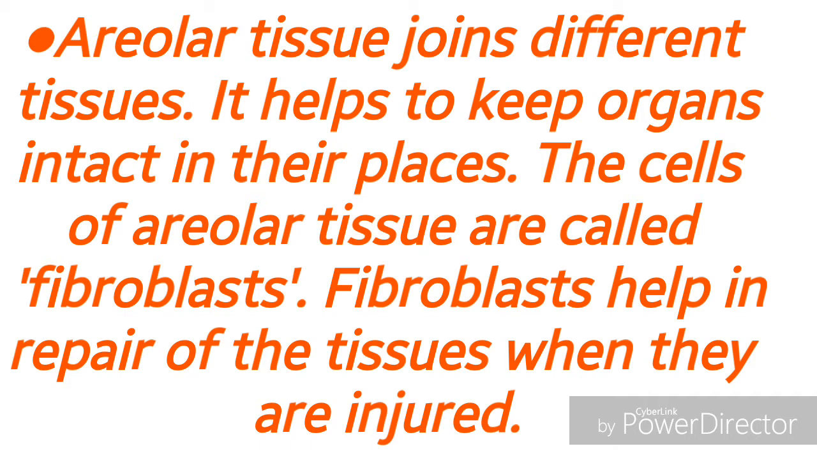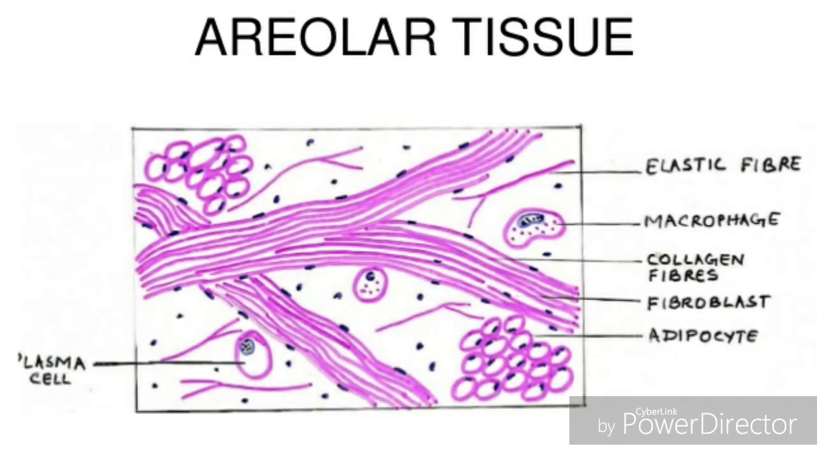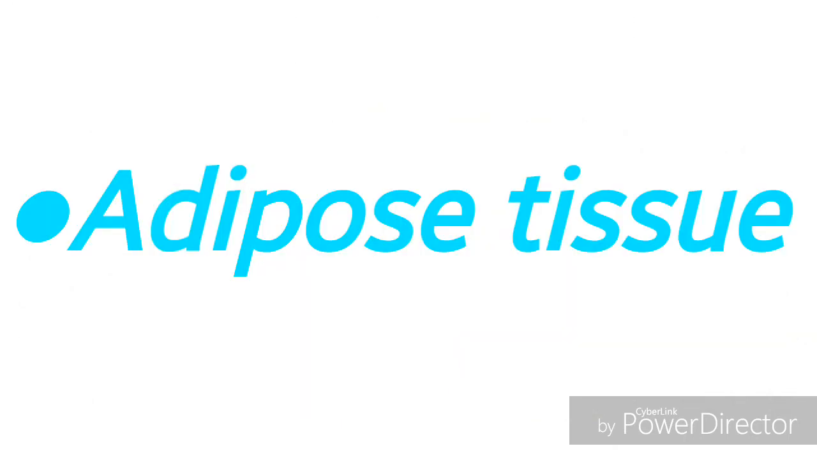Let us see the structure of areolar tissue. Here you can see the structure, how those fibroblasts will be and how it connects different organs in the body. So areolar tissue is the first type of connective tissue. Now let us move to another tissue, adipose tissue.